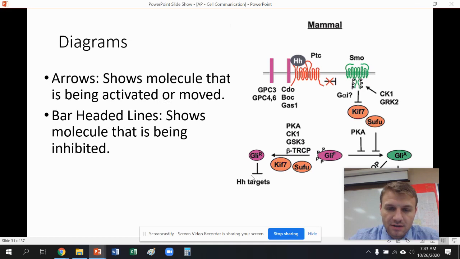Bar-headed lines are these lines right here. This shows that the molecule is inhibiting some type of process. So you can see here, PKA is inhibiting the GLIF from activating GLIA or becoming GLIA. So this is stopping that process.